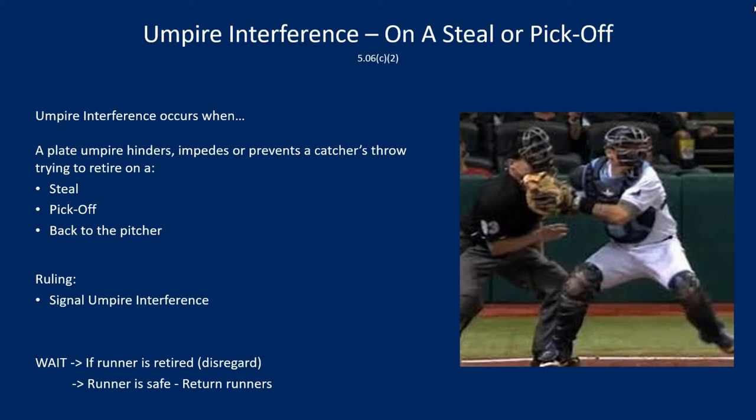Now, if we interfere with the catcher and we call and signal, we wait, because if the runner is retired by the catcher, we disregard the umpire interference. We give that catcher a chance, even though we've interfered with them, to throw the runner out. And if they do, we disregard it. But if the runner is safe, we return the runner. Let's take a look at some examples.